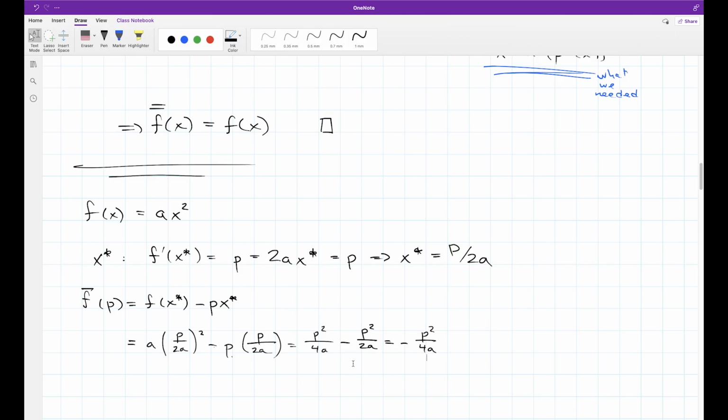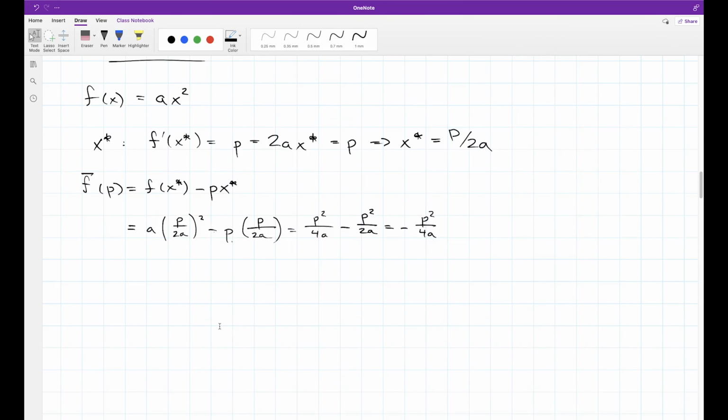Okay, so the important thing to notice here is that we get a downward facing parabola. And this will generally be true. If we had a concave up function, then its Legendre transform will be a concave down function. I think a good exercise would be to convince yourself that f double bar of x is equal to f of x once again. So here, that was one example. Let's do another example.